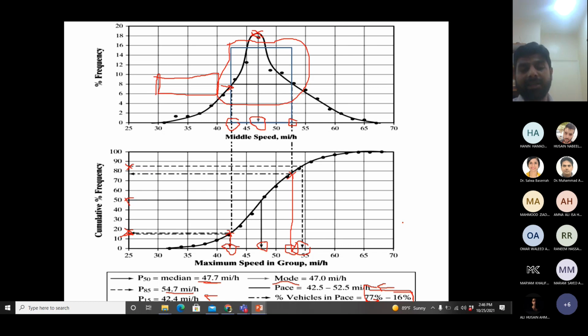Now, research and experience has shown that drivers who are driving below the 15th percentile, and the drivers who are driving above the 85th percentile, are not normal average drivers on the road. Their speed is either too low or too high as compared to the other drivers. Drivers below the 15th percentile are too slow compared to the normal average driver on that road, and drivers above the 85th percentile are too fast for the normal average driver on the road.